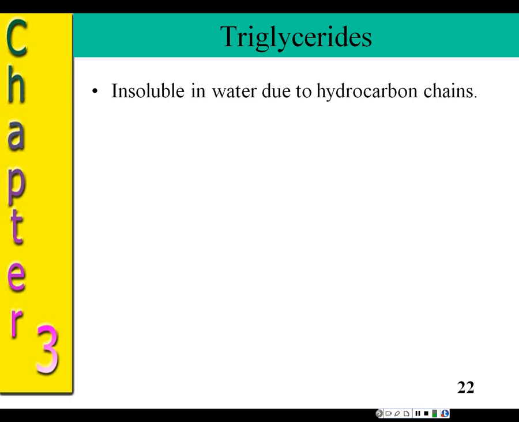All right, triglycerides. Let's do a little something so y'all have a little introduction before y'all go home today on these guys. Insoluble in water due to a hydrocarbon chain. Somebody tell me what's a hydrocarbon chain? Chain of hydrogens and carbons. I like it.